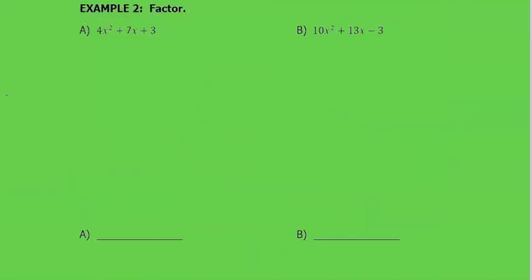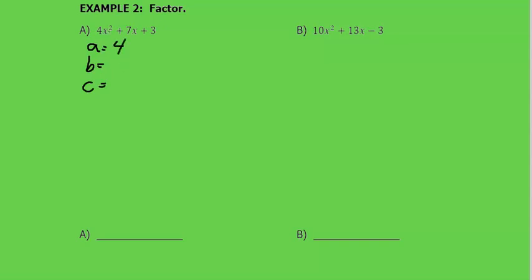Let's look at the next example set. Example 2, factor. So in A, we have the expression 4x squared plus 7x plus 3. First, see if you can factor out a greatest common factor among the three terms. Looks like you can't here. Because the GCF is just 1, you proceed by identifying A, B, and C.